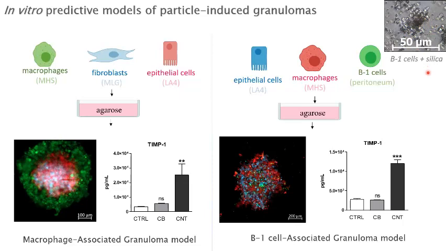Moreover, we have found that these two models recapitulate the extracellular matrix remodeling environment, as TIMP1 levels were elevated in fibrotic granuloma-inducing conditions. The goal of my PhD is to propose these models to industries for predictive toxicology and safe material development, as well as identify the targetable mediators by which B1 cells promote granulomas.